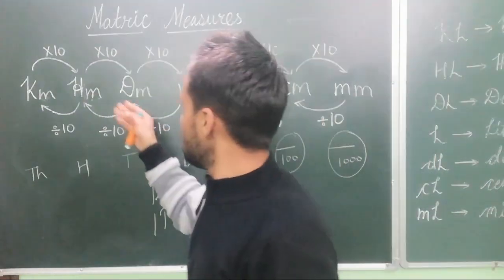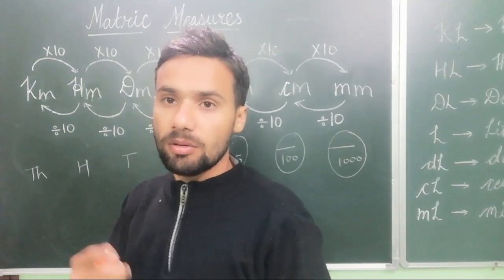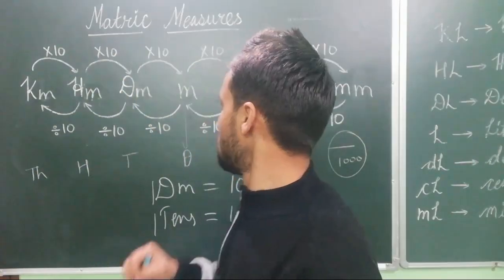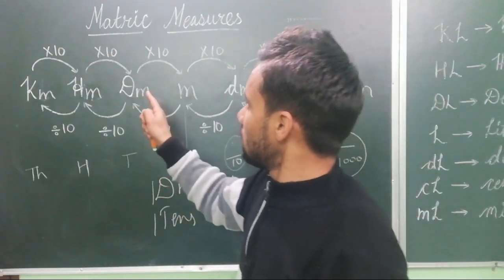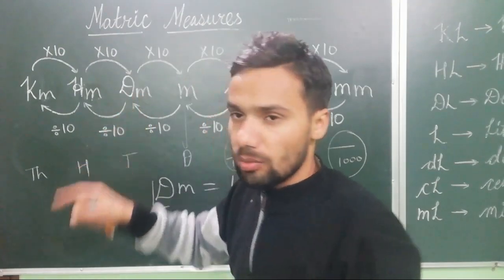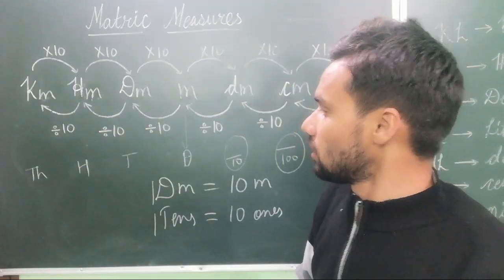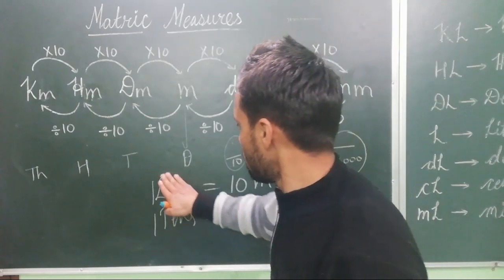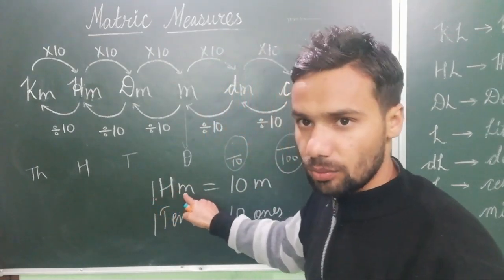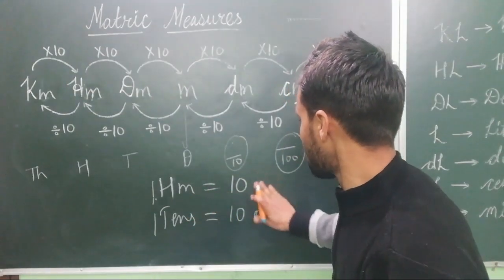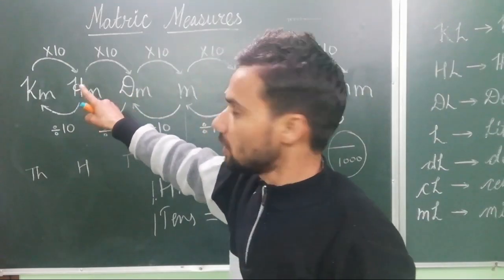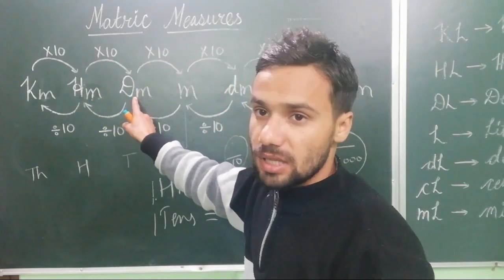Okay. Similarly, hectometer is increasing here. But how many times? Again, 10 times. 10 times it is increasing. Okay, if you want to convert hectometer into decameter, how many decameters do you write here? What do you say? 1 hectometer is equal to how many decameters? So what is the answer? 10 times. 1 hectometer is equal to 10 times of this decameter.